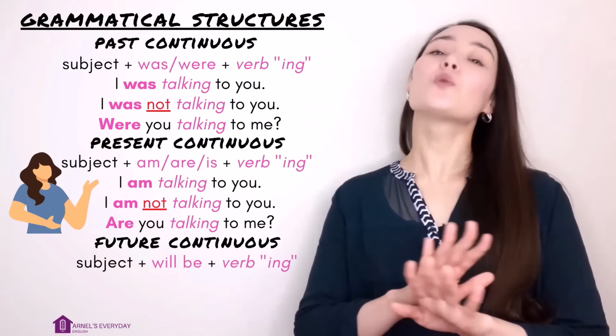Present perfect, past perfect, future perfect. Present perfect. Subject, have or has plus the past participle. Remember to choose have or has depending on your subject. And that past participle is verb number 3. For example, eat, ate, eaten. Eaten is my past participle verb number 3.